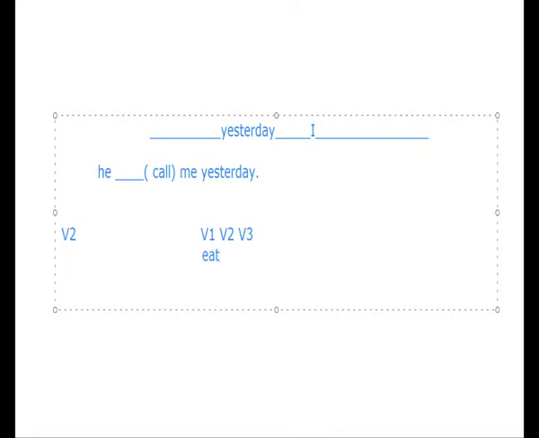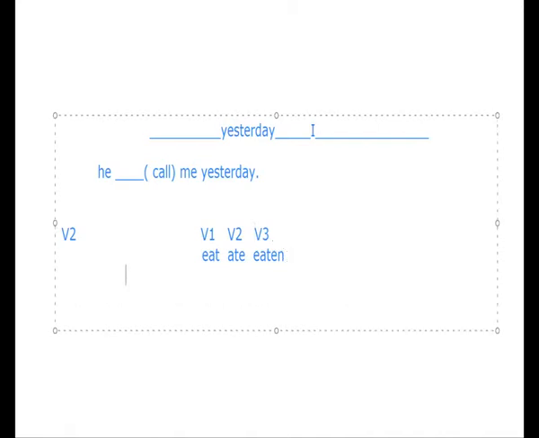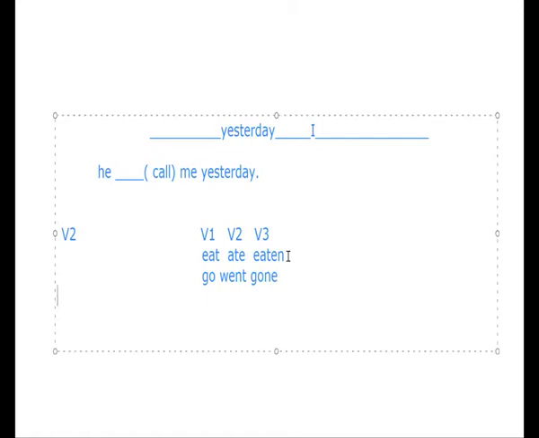Eat, present form; past form, ate; V3 form, past participle. Assuming that you guys have some idea about this, isn't it? A verb can have three forms basically: V1, V2, V3. We call it present, past, past participle, right? Like that. Go, went, gone. Like that.